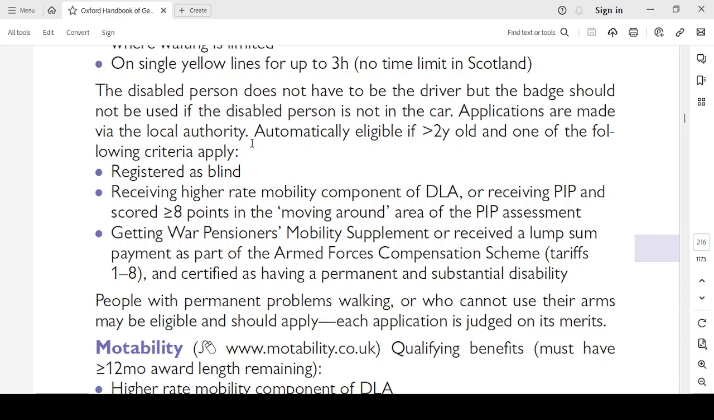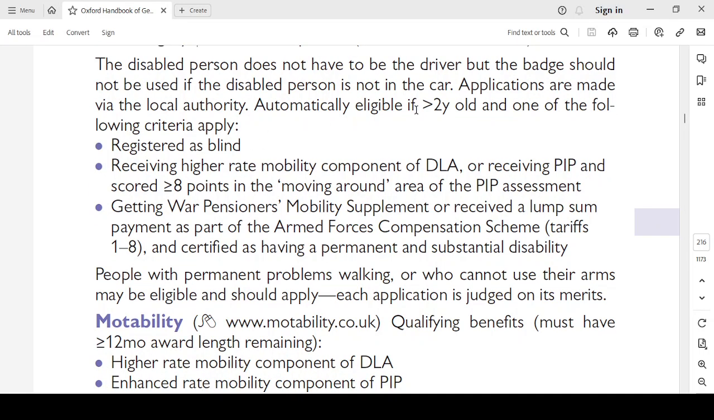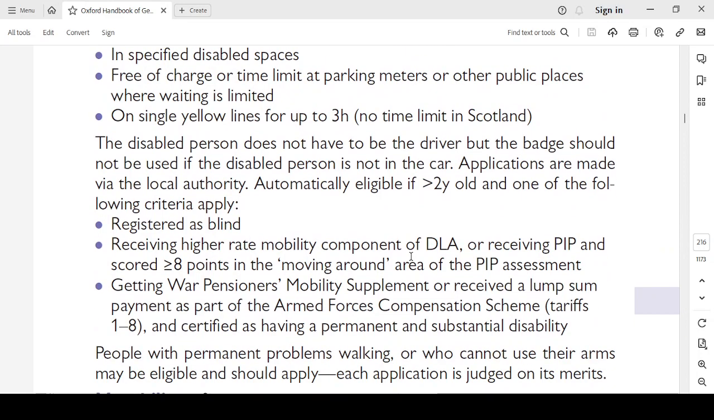Applications are made by the local authority, automatically eligible if more than 2 years old and one of the following criteria apply. It is automatic if you are more than 2 years old and registered as blind, receiving higher rate mobility component of DLA, or receiving PIP and scored more than 8 points in the moving around area of the PIP assessment, getting War Pensioners Mobility Supplement, or receiving a lump sum payment as part of the Armed Forces Compensation Scheme, tariffs 1 to 8, and certified as having a permanent or substantial disability. Either you're blind or receiving some schemes, or you have a permanent or substantial disability and you're more than 2 years of age, then you will be able to use this blue badge scheme.